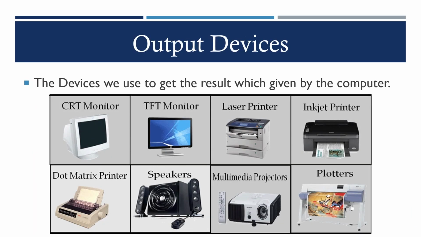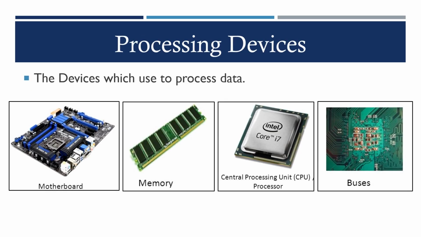The devices which we use to get the results given by the computer, we know as output devices. As examples, we can consider CRT monitor, TFT monitor, laser printer, inkjet printer, dot matrix printer, speakers, multimedia projectors and plotters. Now the processing devices. The devices which are used to process data, we know as processing devices. As examples, motherboard, memory, CPU or the central processing unit, and buses.